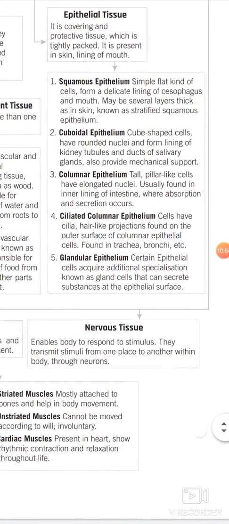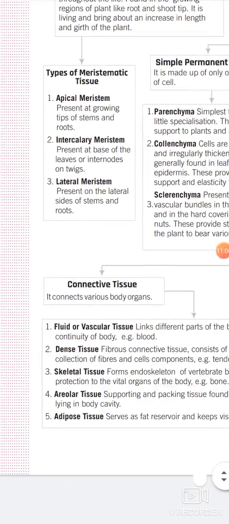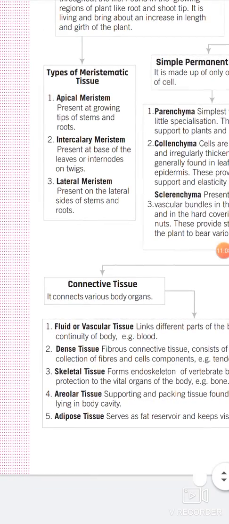So I hope, dear students, you are clear with the different subtypes of epithelial tissue with their location and their function. Now moving to the second type of animal tissue, that is connective tissue. From the name only you can get the idea, that is connection between different parts of the body, that is connective tissue.